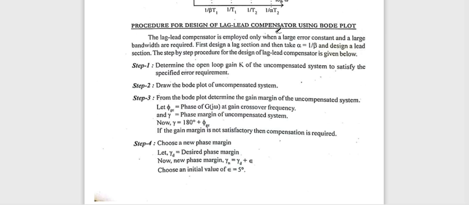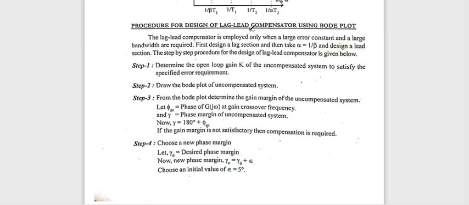For improving the steady state characteristics of the system, the lag compensator will reduce the gain crossover frequency to a new frequency which is less than the gain crossover frequency of the uncompensated system, and the lead characteristics can be improved by increasing the bandwidth of the system. Okay, that's the concept of improving through lag and lead.